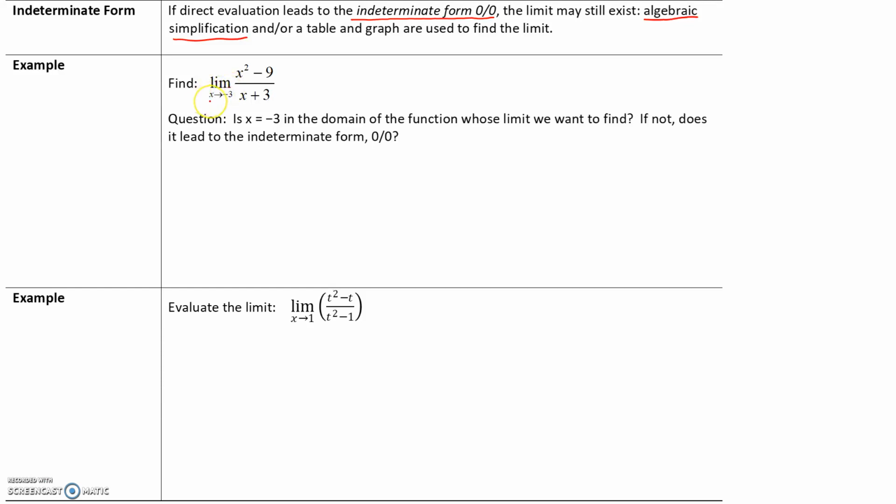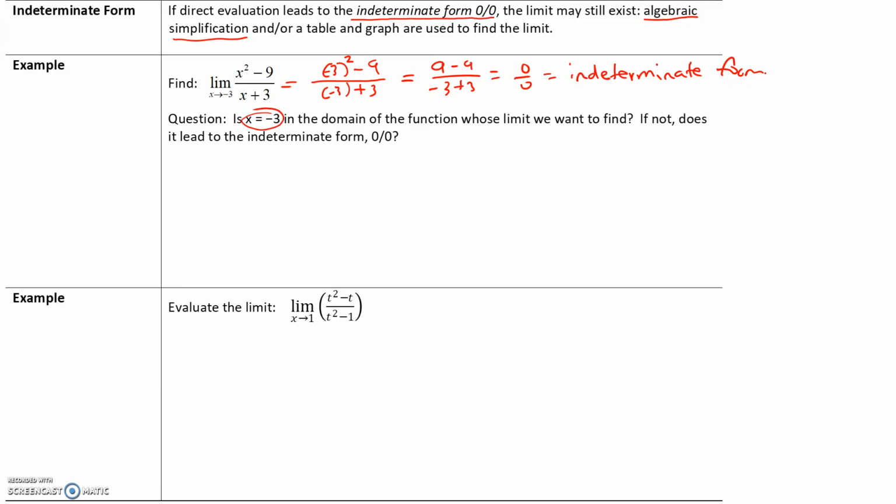We want the limit as x approaches negative 3 of x squared minus 9 over x squared plus 3. Okay, so normally our first step is always to plug this in. So if we plug this in, we would get (negative 3) squared minus 9 divided by negative 3 plus 3. Always use parentheses when you replace a variable with a value. So negative 3 squared, negative times a negative is a positive, so we get 9 minus 9, and then negative 3 plus 3. So this is going to be 0 over 0, which is the indeterminate form.